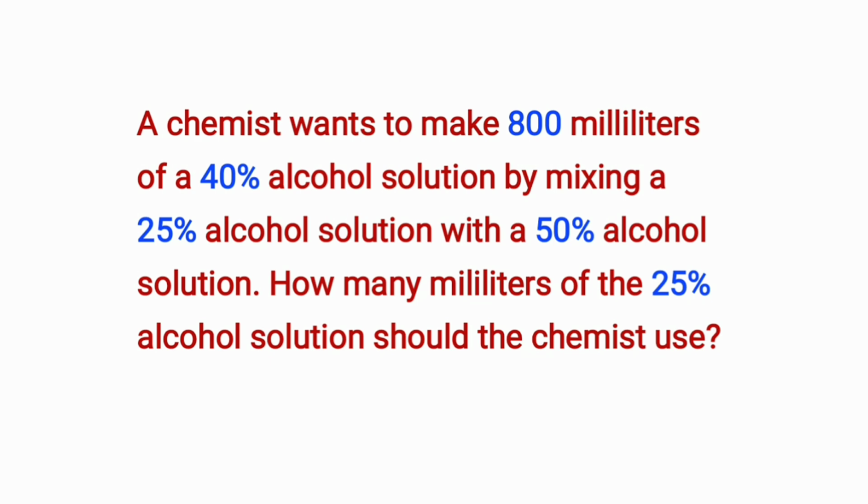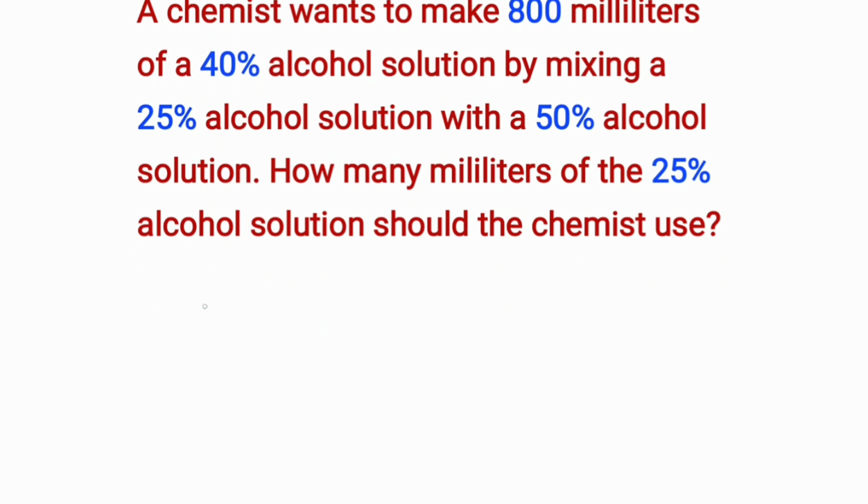I'm just kidding. The question reads: a chemist wants to make 800 milliliters of 40% alcohol solution by mixing 25% alcohol solution with a 50% alcohol solution. How many milliliters of 25% alcohol solution should the chemist use? I think let us use some diagrams here to illustrate.